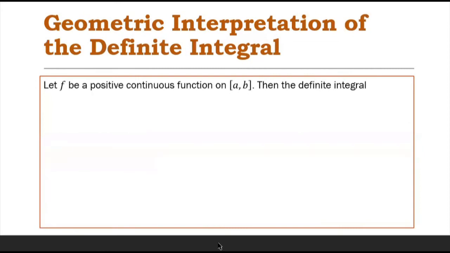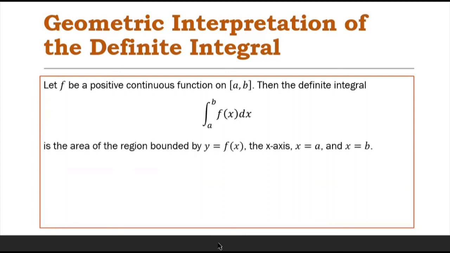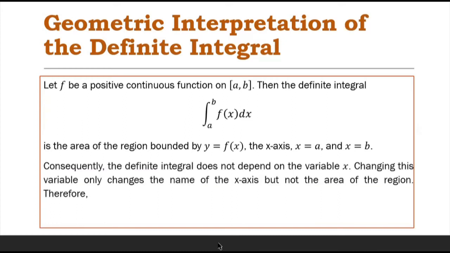Okay, geometric interpretation of the definite integral. Let f be a positive continuous function on the closed interval [a, b]. Then the definite integral of f of x dx, where a is the lower boundary and b the upper boundary, is the area of the region bounded by y equals f of x, the x-axis, x equals a and x equals b. Consequently, the definite integral does not depend on the variable x. Changing this variable only changes the name of the x-axis, but not the area of the region.